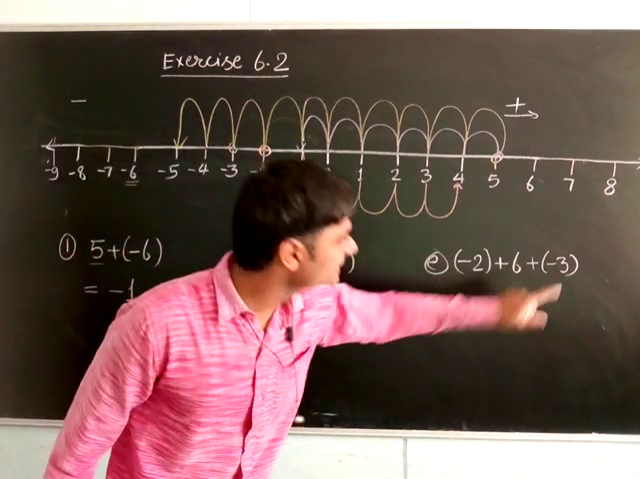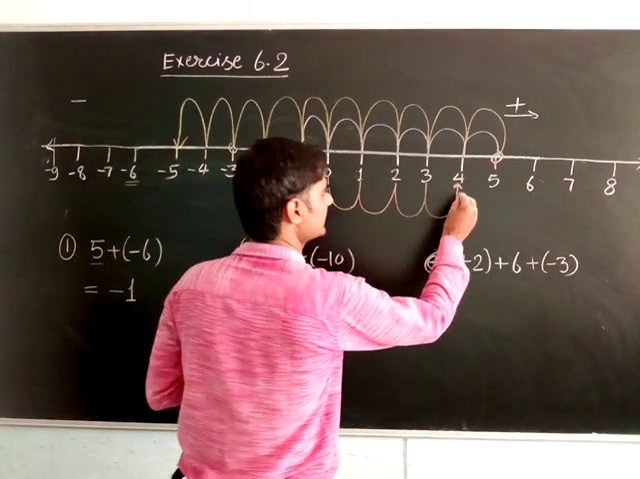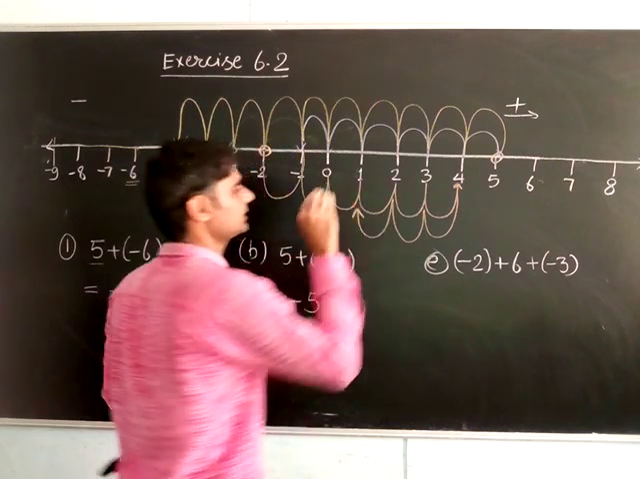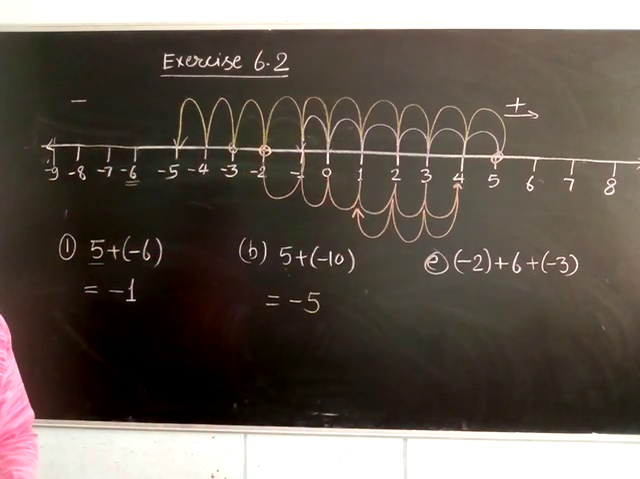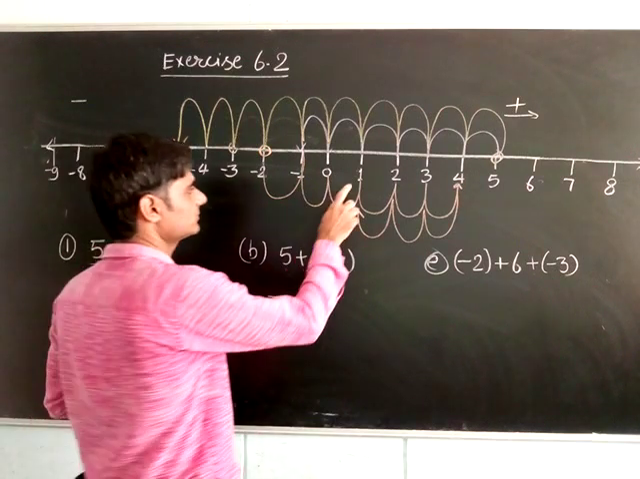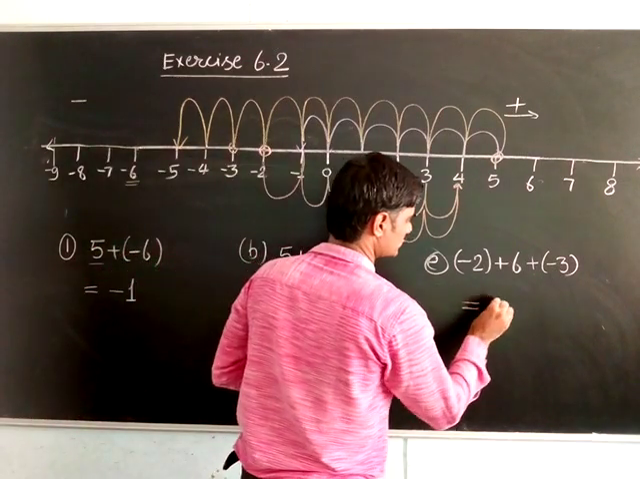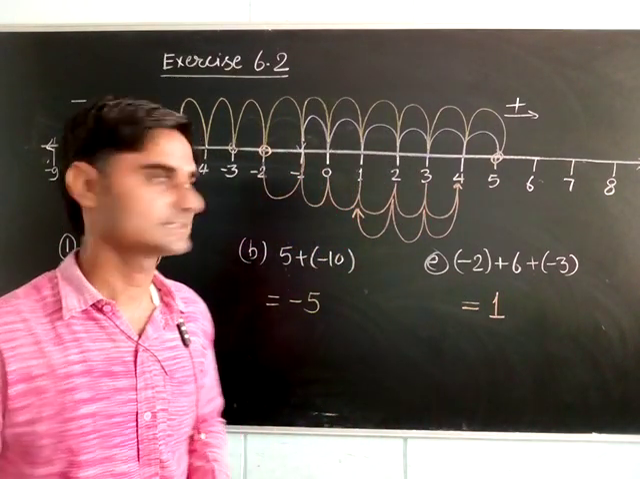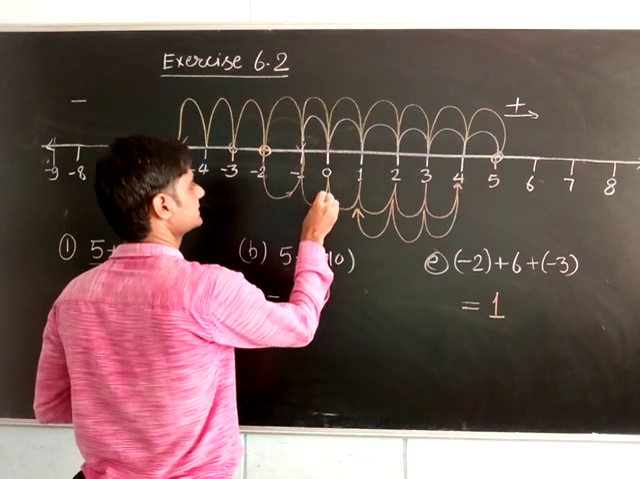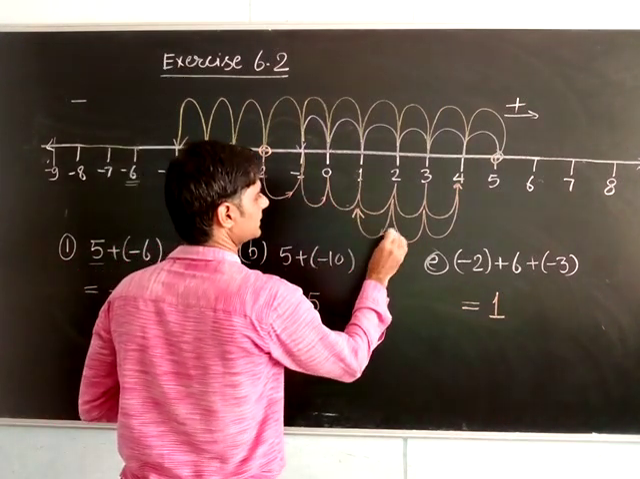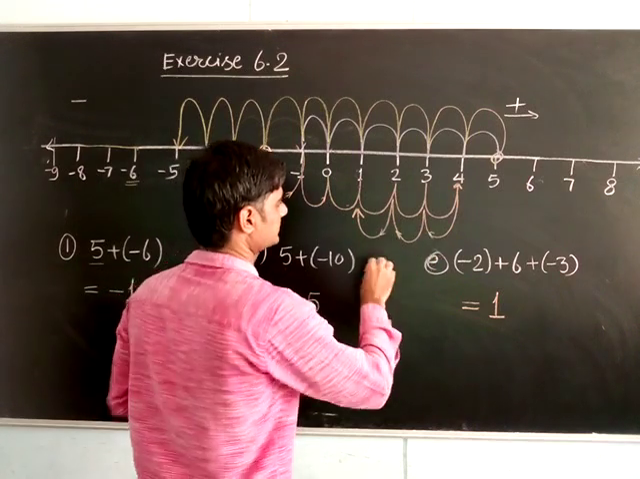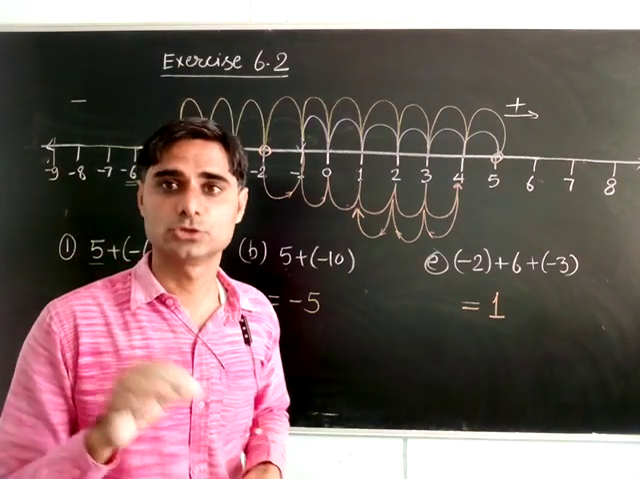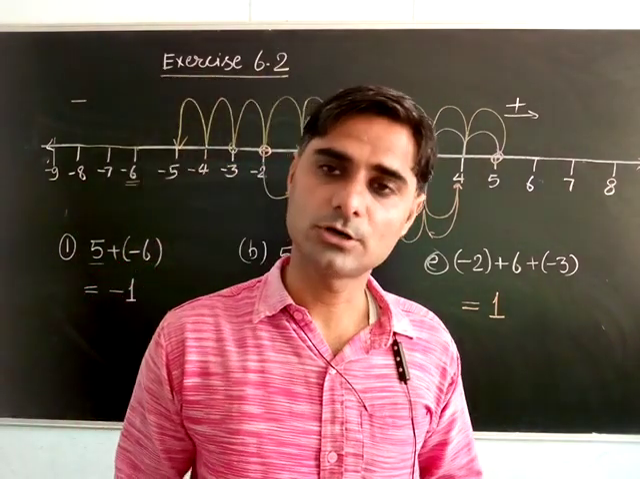After that back, minus 3, negative side. Again back. So minus 3 means 1, 2 and 3. This is the negative side. Got it? So where we are now, that is 1. So this total solution will be equal to 1. Okay. This is the way. Here we are going in this side and here we are coming here. This is the way to solve integers on number line.